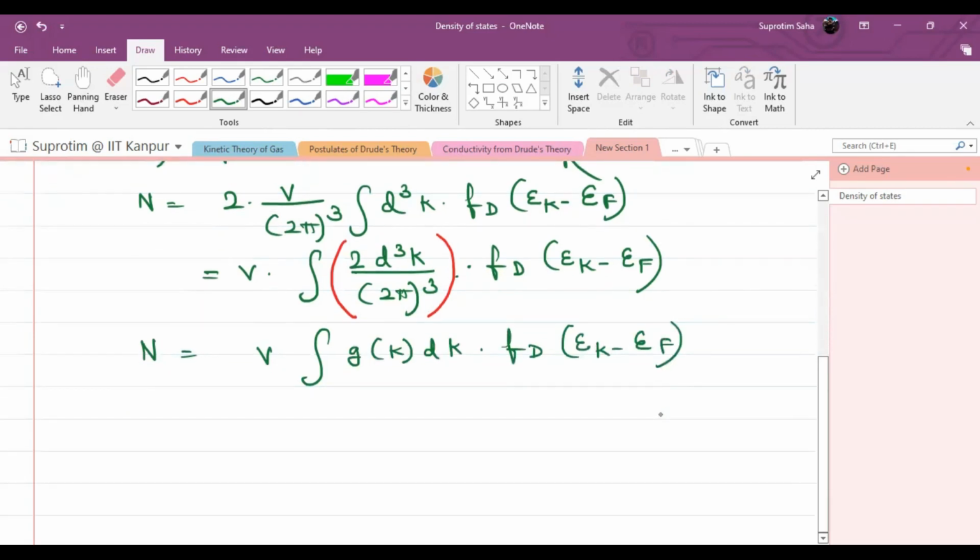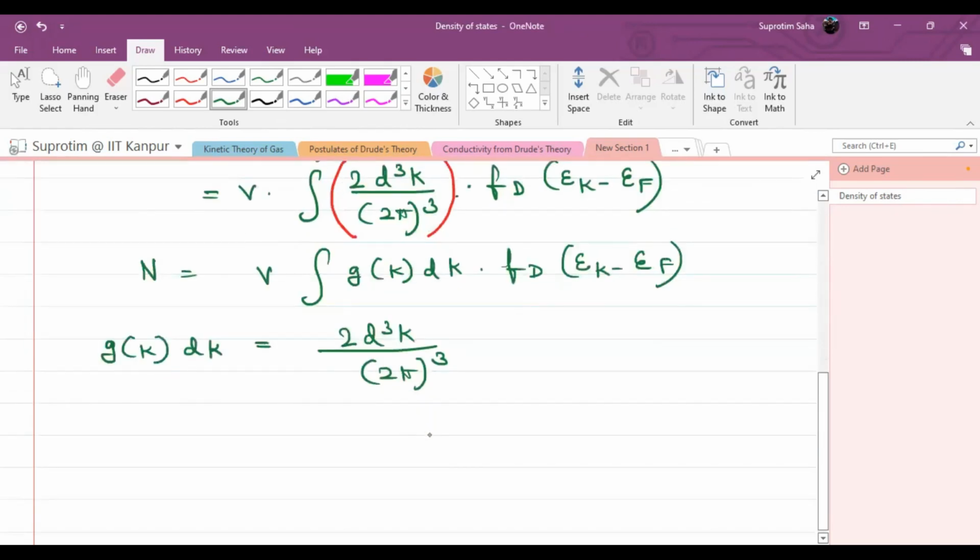I'm going to explain why I'm using this g_k dk in place of 2 d cubed k by 2 pi whole cube. I'm going to give you an interpretation of why I am doing this. It's going to get clear as we proceed down the derivation. So our g_k dk is now 2 d cubed k over 2 pi whole cube.